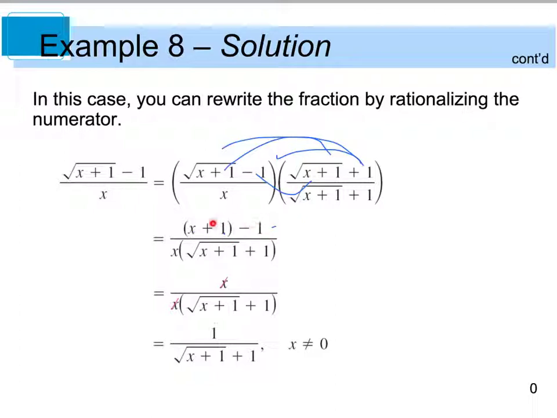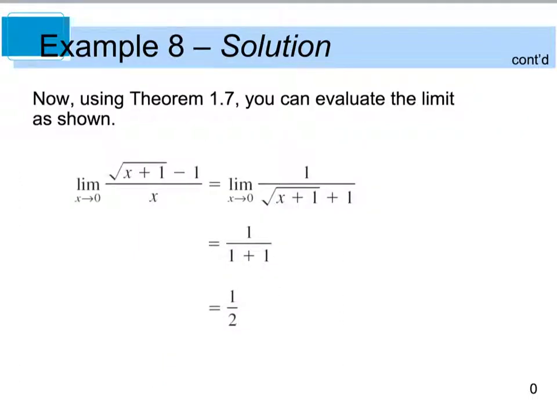Then we simplify, and that just becomes x. And on the bottom, the technique is just to do that times that. So we have x times that. The x's cancel out. So an equivalent equation would be 1 over radical x plus 1 plus 1. Now what we can do is just use direct substitution and plug in 0 for the x's. And what we get is 1 over 1 plus 1, which equals 1/2.